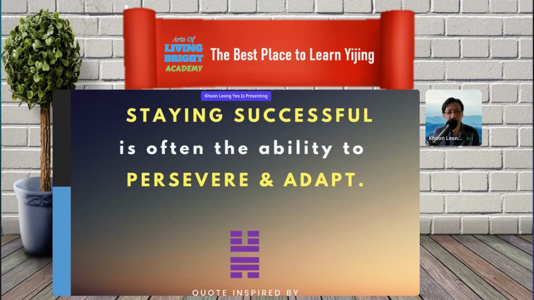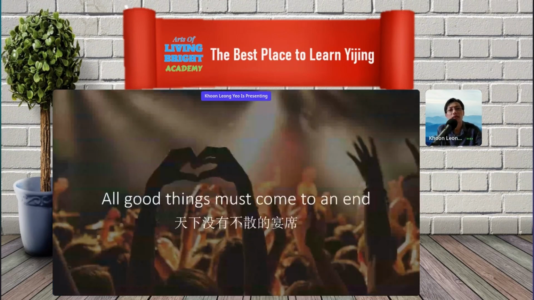Okay. So staying successful is often the ability to persevere and adapt. Adapt means make changes with time, yet staying true to the intention. And with that, then you can have 雷风恒. Yi Jing says, with this hexagram, all good things must come to an end. There's a 成语 that says 天下没有不散的宴席. All must change and will come to an end.